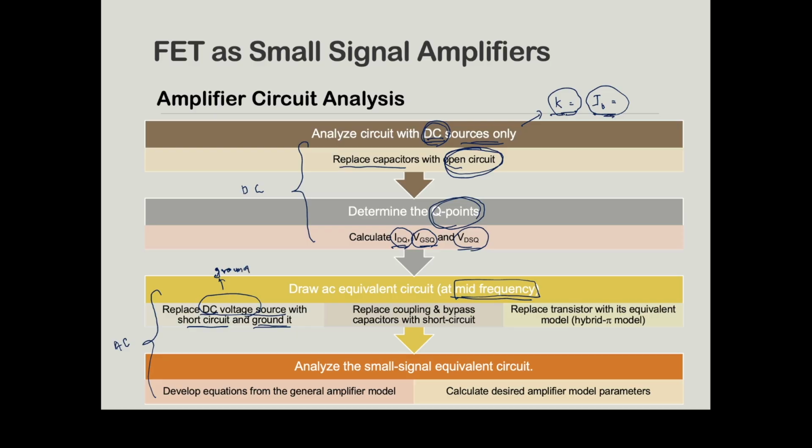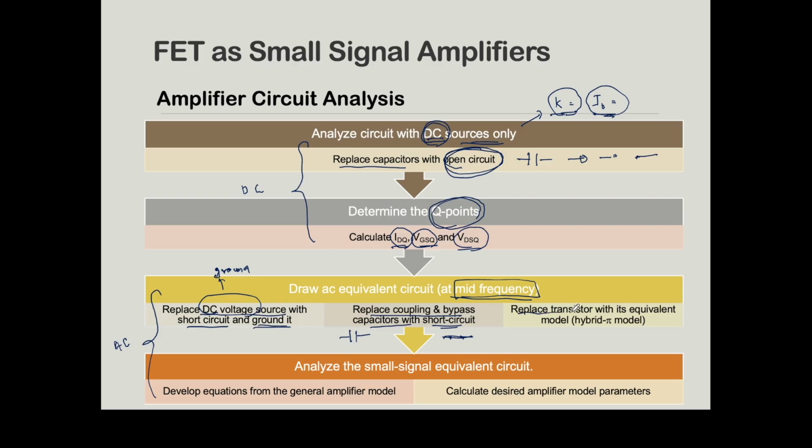Okay, it will become ground. And then we replace the coupling and bypass capacitor with short circuit. Okay, all capacitors will become short circuit. So it's different. If it is DC, all the capacitors will become open circuit, right? But for AC, all the capacitors will become short circuit. Alright, so this is the same as BJT.